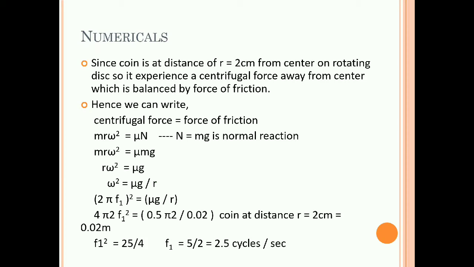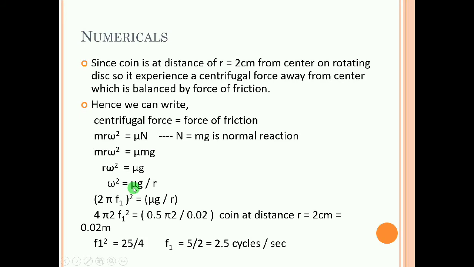When we consider distance r as 2 centimeter, if the disc is rotating, the centrifugal force away from the center will be balanced by the force of friction. So m r omega square will be balanced by the force of friction, mu N. N is the normal reaction, and this normal reaction is always equal to mg. So m r omega square equals mu m g. So r omega square will be equal to mu g.